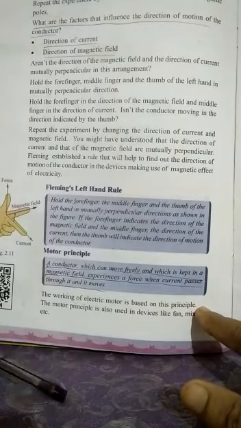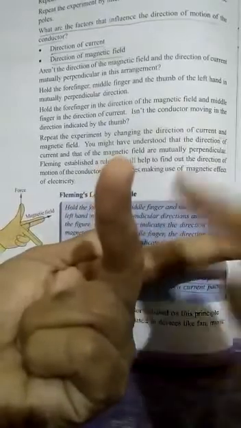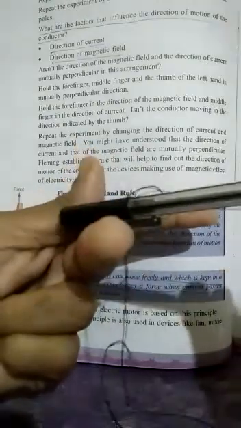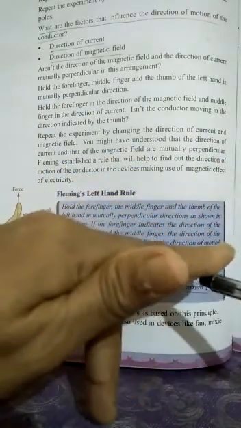Fleming's left-hand rule says that you take three fingers of your left hand: this is the thumb, this is the forefinger and this is the middle finger. Hold these three fingers of your left hand mutually perpendicular. This and this will be at right angles, and the thumb should be perpendicular to both. Hold the thumb, forefinger and middle finger in such a way that all three are mutually perpendicular to each other.